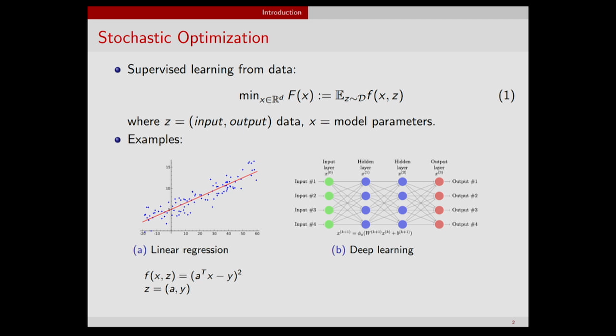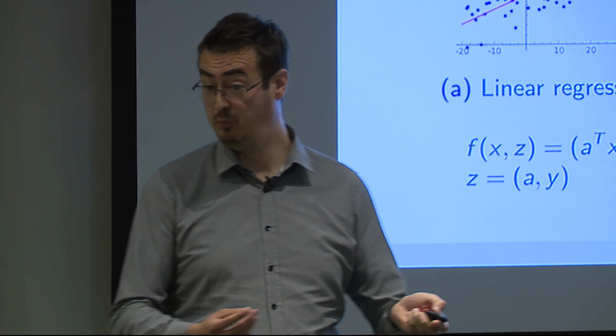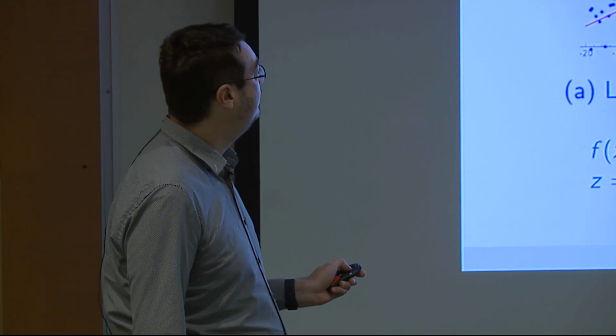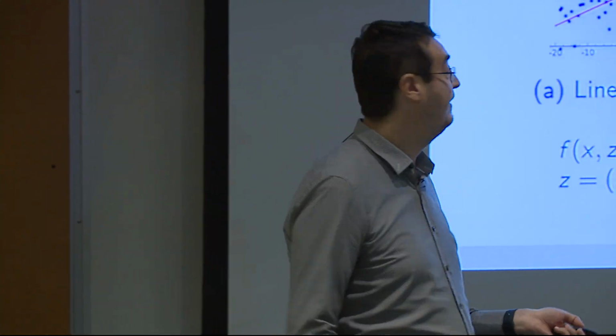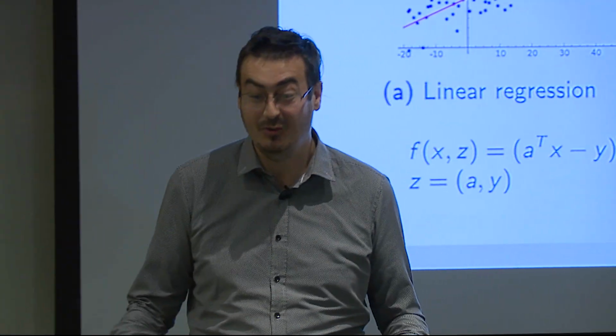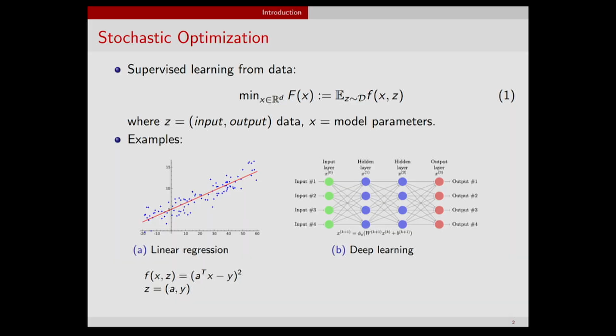If you're a statistician, you may like beta, but I like x personally. And the data z is, for example, in the supervised setting, the input-output pairs. And it follows an unknown distribution; we have the data, but we don't know its underlying distribution. That's why if I want to optimize this loss function, I cannot just do gradient descent, because I don't know the underlying distribution. So the idea is to resort to samples to have a stochastic estimate of the gradient, if you wish.